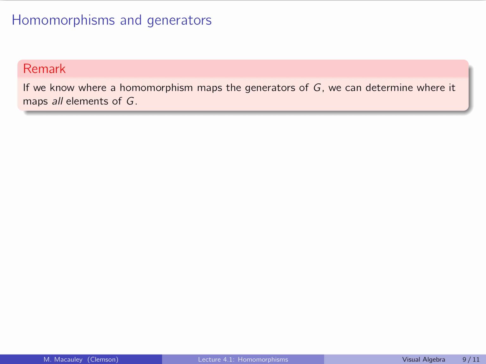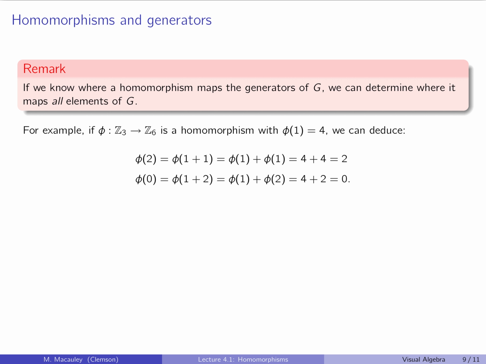Here's an important remark. If we know where a homomorphism maps the generators of a group, then we can determine where it maps all elements. For example, if phi is a homomorphism from Z3 to Z6, and it sends 1 to 4, then we can deduce that phi of 2, which is phi of 1 plus 1, which is phi of 1 plus phi of 1, is 4 plus 4, which is 2 mod 6.